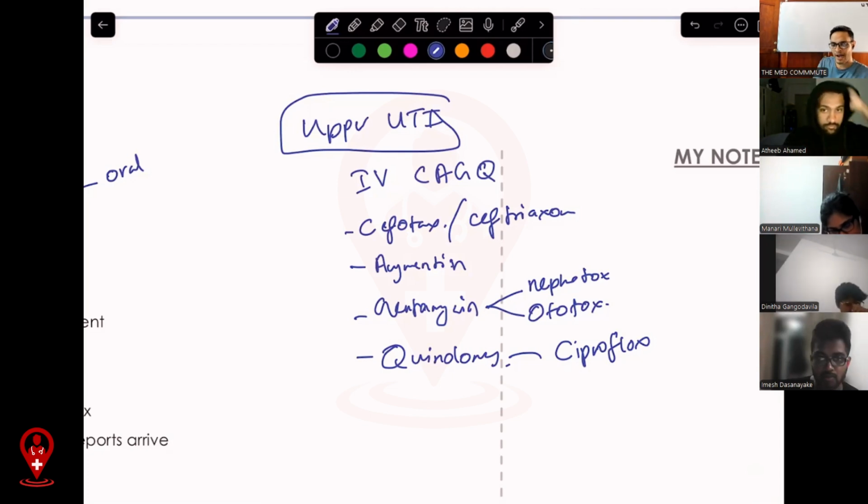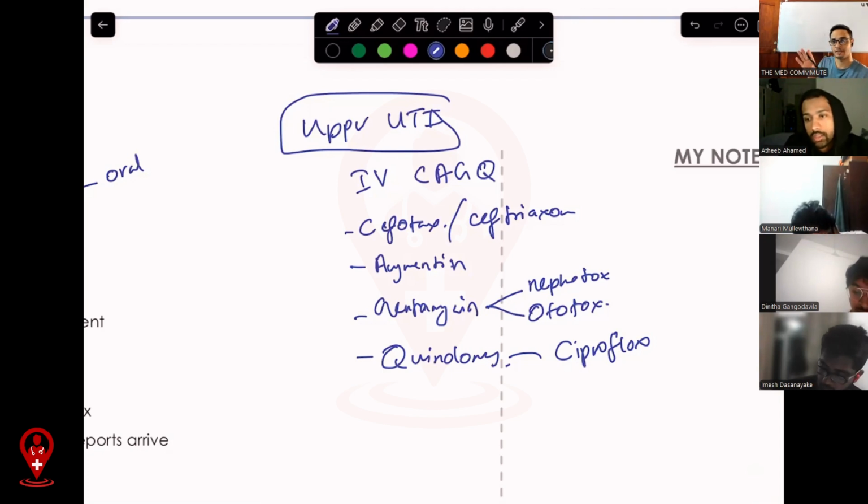It's only for adults. Why? One thing, allergic reactions are high. The other thing, guys, these quinolones are known to cause arthropathies. There can be cartilage problems, bone deformities, these kinds of changes can be there.